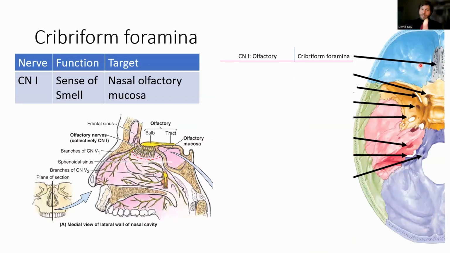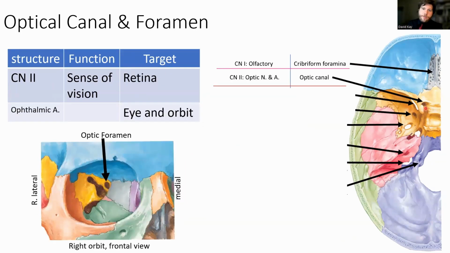And at the anterior end of the anterior cranial fossa, we have the cribriform foramina, also called the cribriform plate. This is the ethmoidal bone structure through which the olfactory bulbs drop olfactory nerves to innervate the nasal olfactory mucosa to give us our special sense of smell. Posterior to that, on the lesser wing of the sphenoid, you have the optic canal.